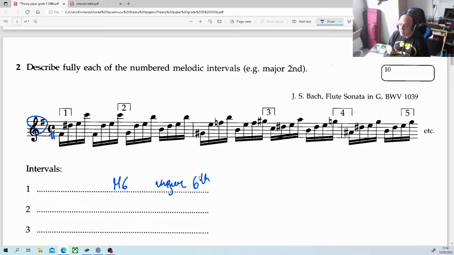Major sixth. Second interval between G and C. Always reckon them upwards. It's easier. Now, between G and C, now that's bigger than an octave, so you can say that it's a compound perfect fourth over the octave, compound intervals. So compound perfect fourth, or simply a perfect 11th.